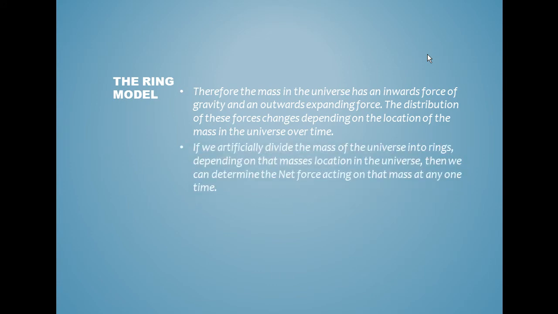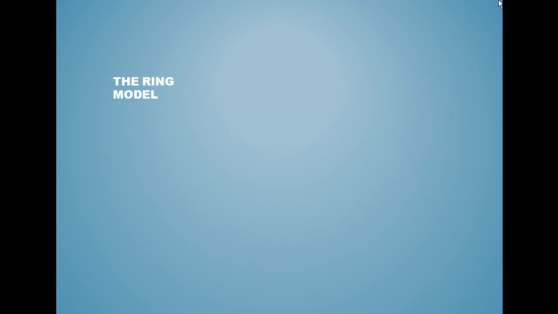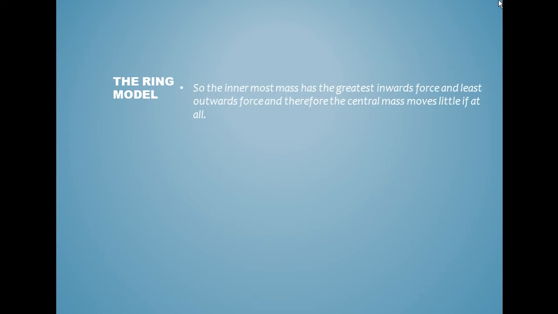If we were to artificially divide the mass of the universe into rings, then depending on the mass's location in the universe, we can determine the net force acting on that mass at any one time. The change in movement of that ring is dependent on the net sum of the forces on that ring at any one time. Alright, so sorry, I'm getting a bit complicated here, let's try and simplify it down. No, I don't have a diagram yet, give me a second.